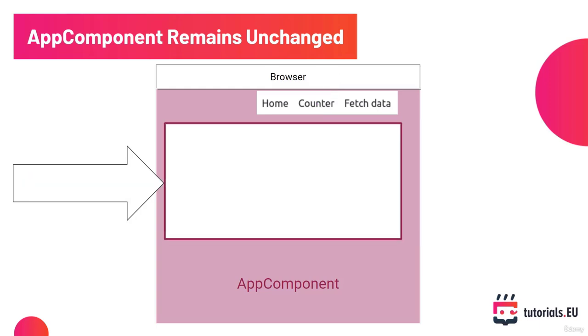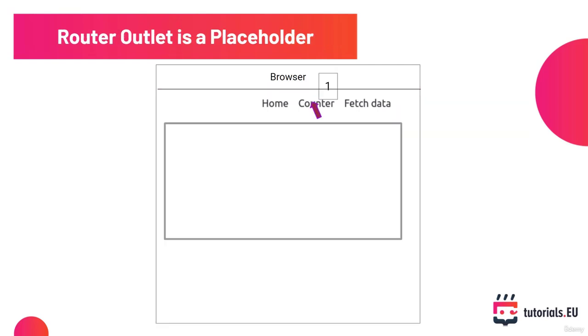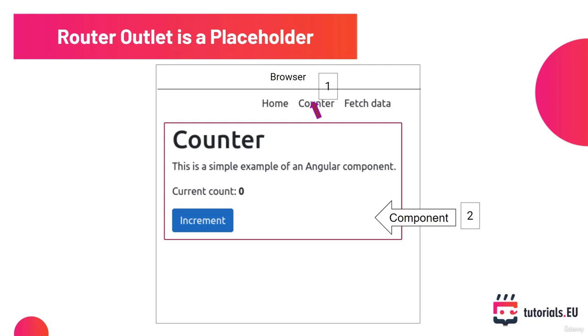The unchanged part is the app component, the default main component of our application. The app component includes a container for other components. The container is called a router outlet. When a user clicks a link, the Angular framework loads the corresponding component into this router outlet. But how does Angular know which component to load to the router outlet?